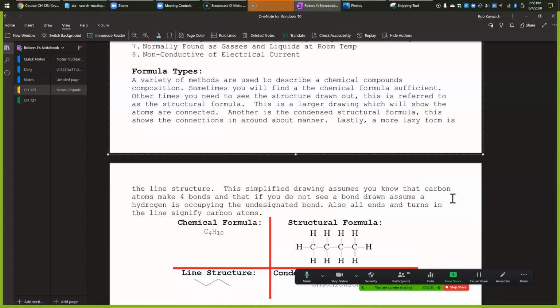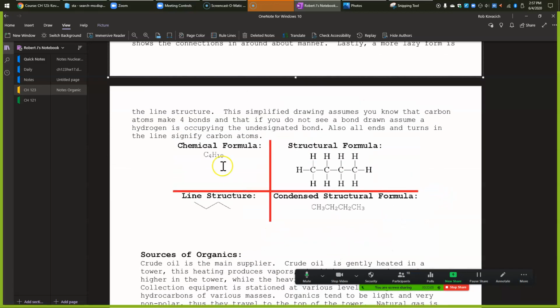Okay, so we're going to talk about some formula types, and we've definitely seen chemical formula, and I've put structural formula up, and we've actually seen condensed structural formula when we talked about acetate, but we haven't seen line structure before. So this is the butane molecule. It's C4H10, and this is kind of useless. Not useless, it's just not super helpful. All I know is I got 4 carbons and I got 10 hydrogens. So if I want to show you exactly what it looks like, then this is it.